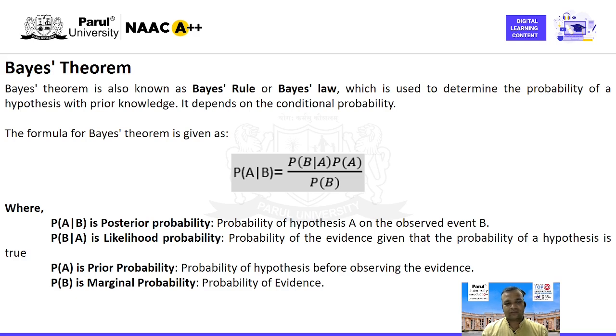P(A) is the prior probability, which is the probability of the hypothesis before observing the evidence. P(B) is the marginal probability, which is called the probability of evidence. Remember all these things: P(A|B), P(B|A), P(A), and P(B). Remember these.